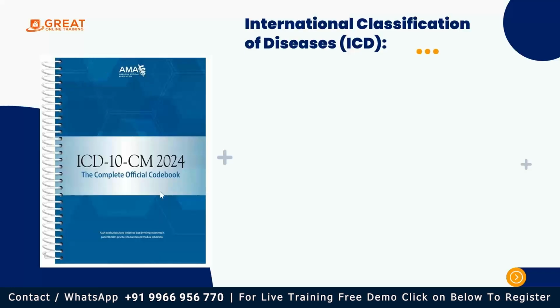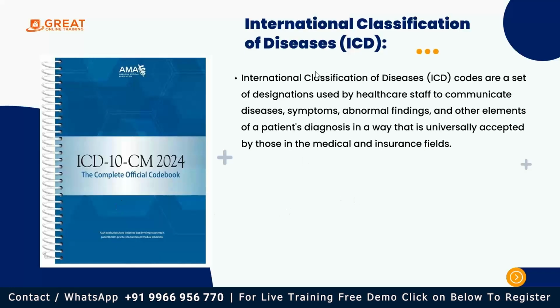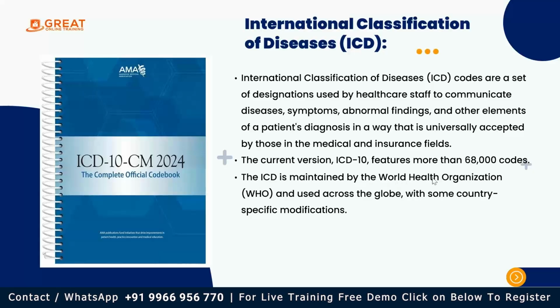Okay. So this is how the ICD-10 CM book looks like. The International Classification of Diseases (ICD) codes are a set of designations used by healthcare staff to communicate diseases, symptoms, abnormal findings, and other elements of the patient's diagnosis in a way that is universally accepted by those in the medical and insurance fields. So the ICD-10 CM code book consists of codes for different diseases, signs, symptoms, abnormal findings and other elements. And these code sets are used universally. The current version ICD-10 CM features more than 68,000 codes.